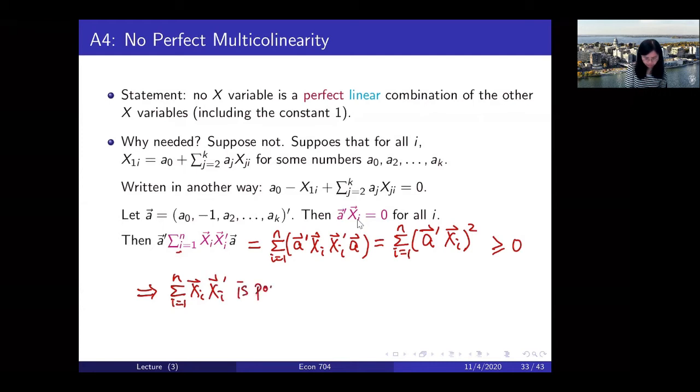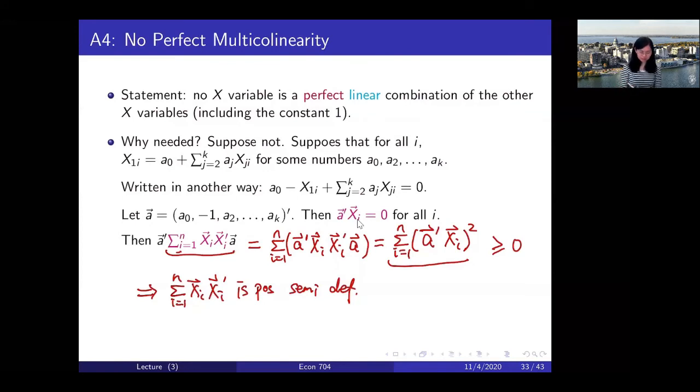Is positive semi-definite. But now, if we let A be that A vector that we just chose, that satisfies A prime xi equals 0, then we make this matrix product exactly 0.